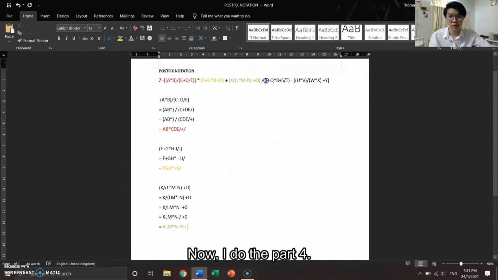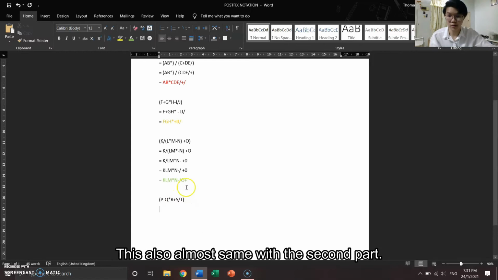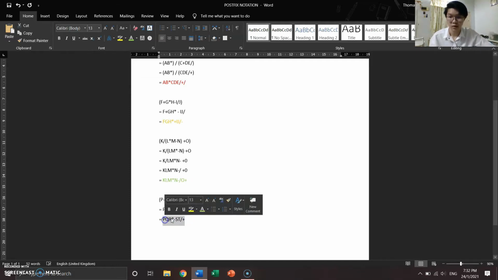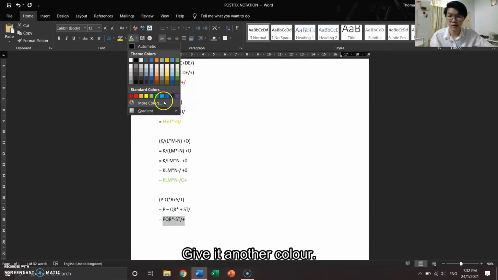Okay, now I do part 4. This is almost the same as the second part. Do the multiplication, then do the addition and subtraction. Give it another color.